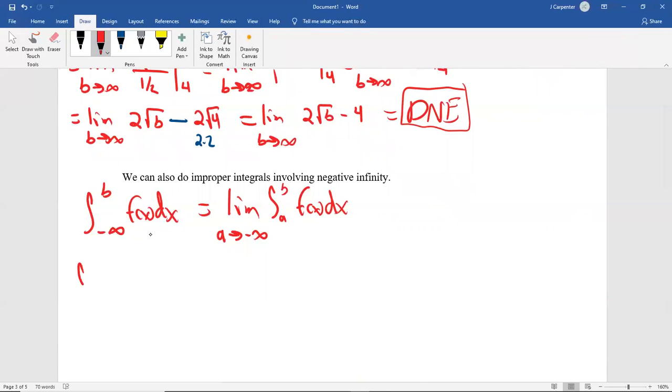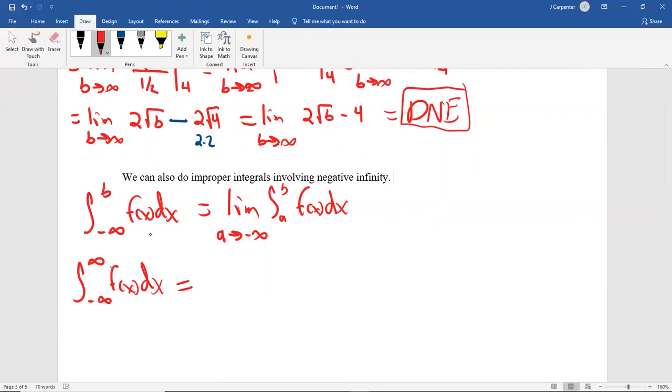But we can also do this. The integral across the entire x-axis, the integral across the entire real number system, negative infinity to infinity, f of x dx.